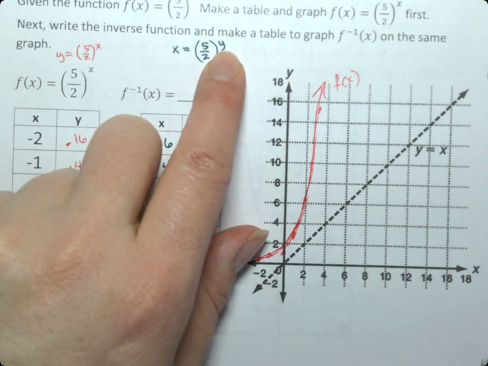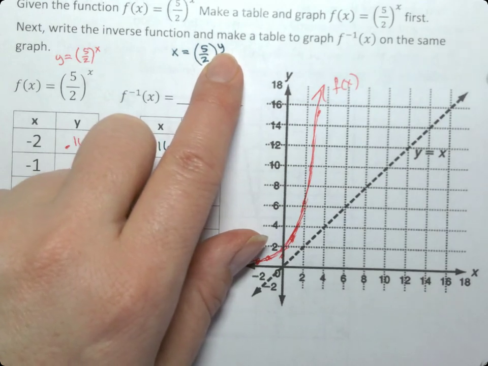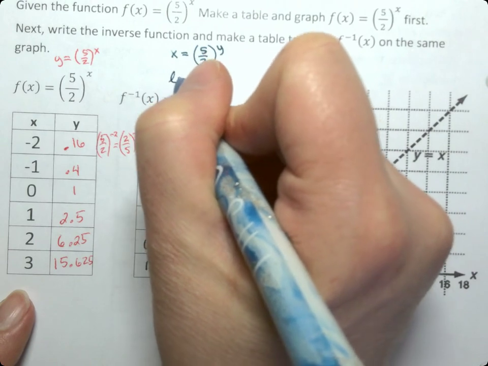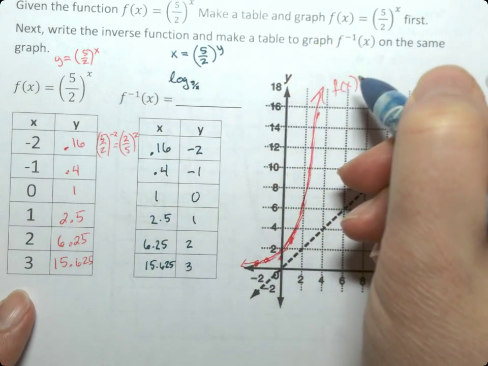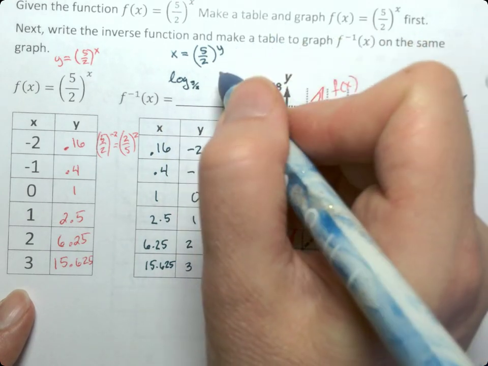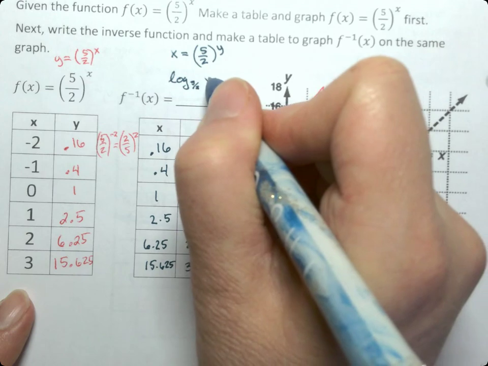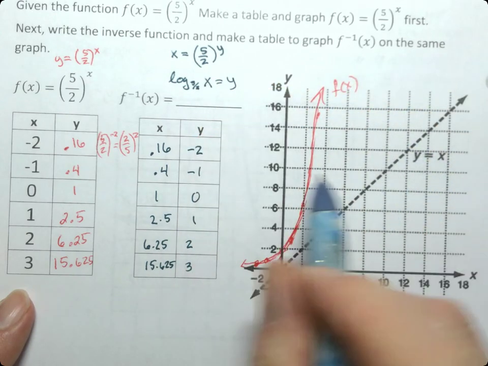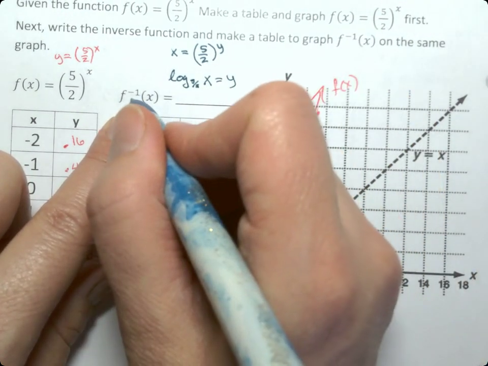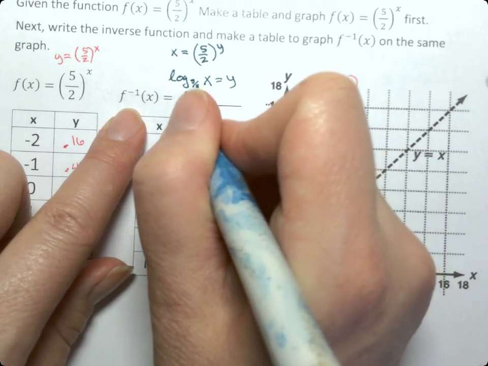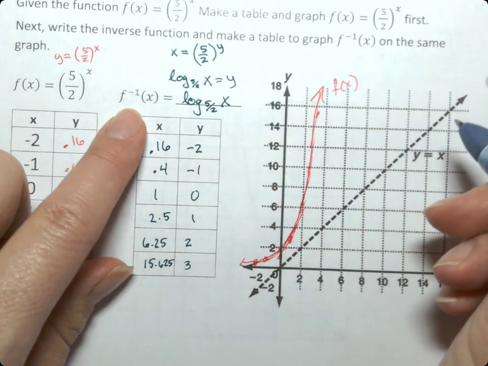So I'm going to take this out of exponential form and put it in logarithmic form, instead of having to take the log of both sides. So this is going to be log base what? Log base 5 over 2. Yeah, 5 over 2, so make sure that shows as a fraction. Log base 5 over 2 of x equals y. That's a really big idea. Now we would replace that y with the function notation for an inverse, and that would be the inverse of the function, x equals log base 5 over 2 of x.